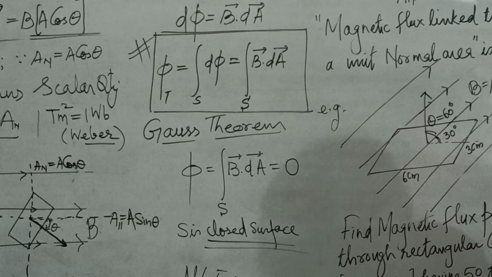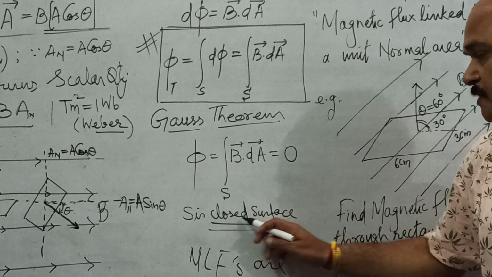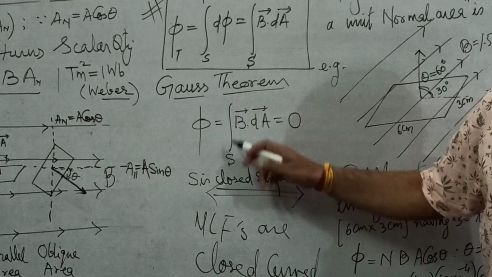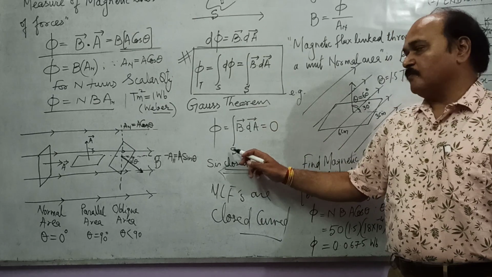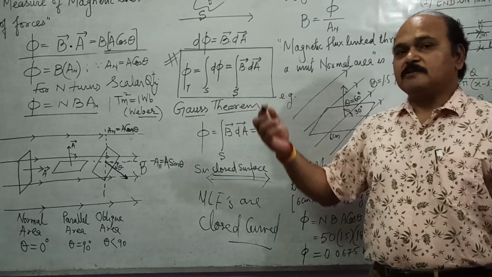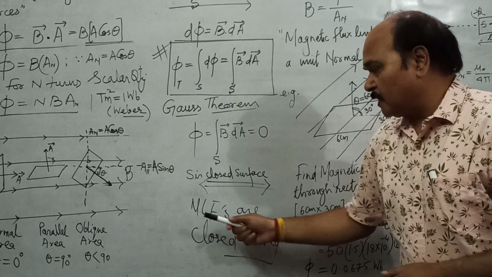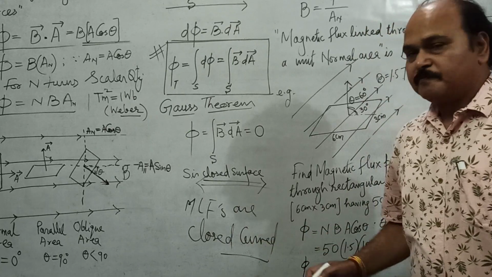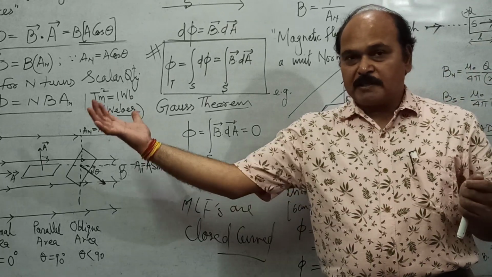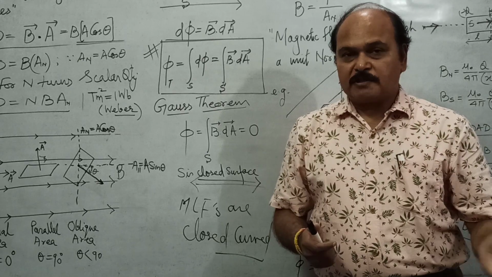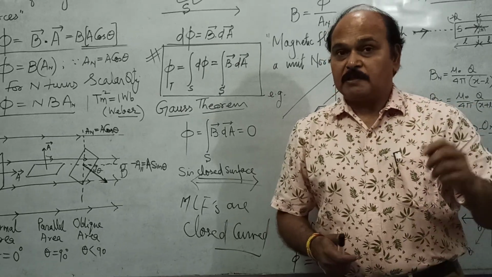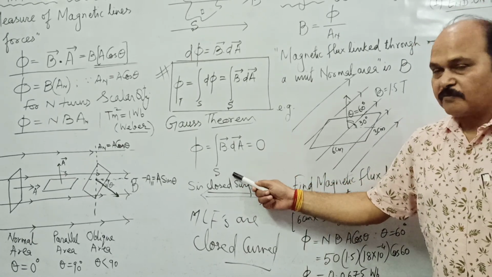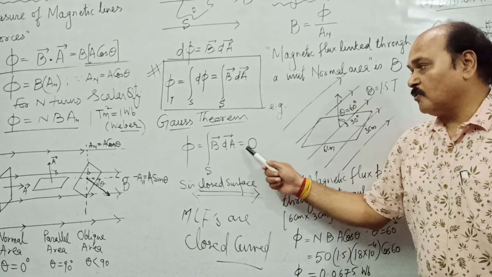Now if this surface happens to be a closed surface, as in the Gauss theorem, well, in magnetostatics the surface integral of B dot dA over a closed surface is always zero. Why is it zero? It is zero simply because magnetic lines of force are closed curves. All these MLFs are what? Closed curves. So as many magnetic lines of force enter from one side, the same number come out of the surface from the other side. So net flux passing through any closed surface in magnetostatics is always zero.